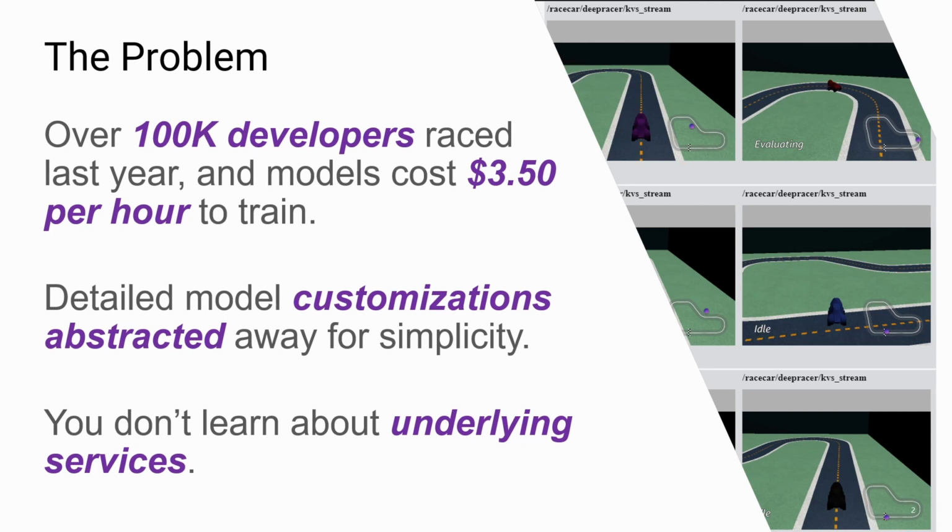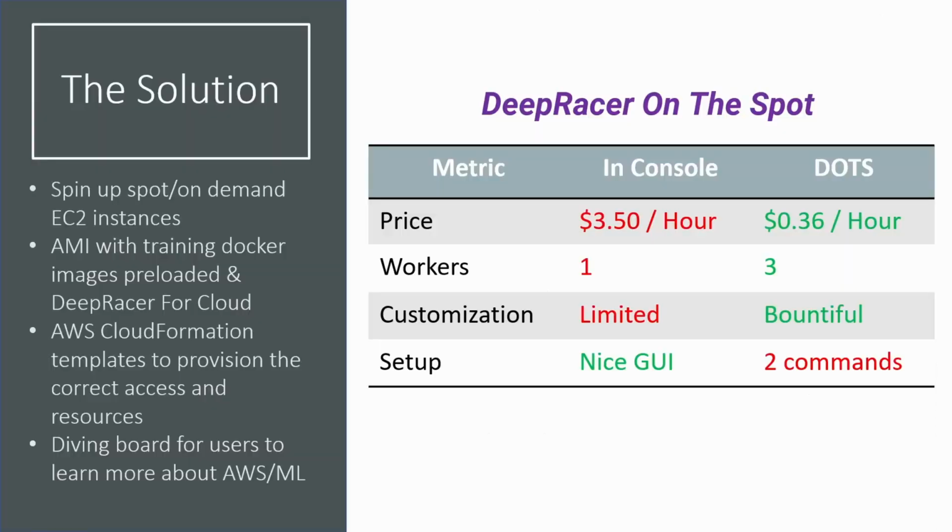developers have flocked to the AWS console to learn about machine learning and try to get the fastest times of training their car how to race around a track. There are a few drawbacks with AWS DeepRacer, such as having $3.50 per hour to train your models, and some of the underlying services and customizations abstracted away for you to understandably make it more simple to get started.